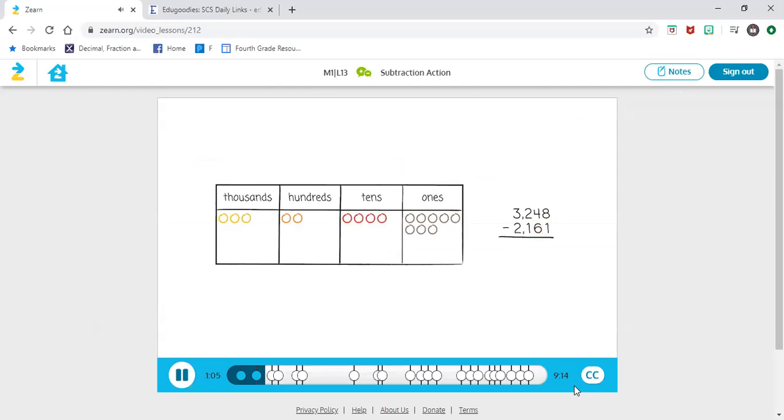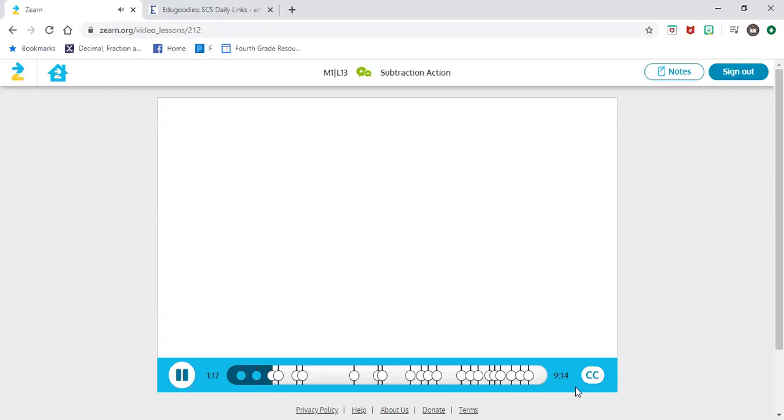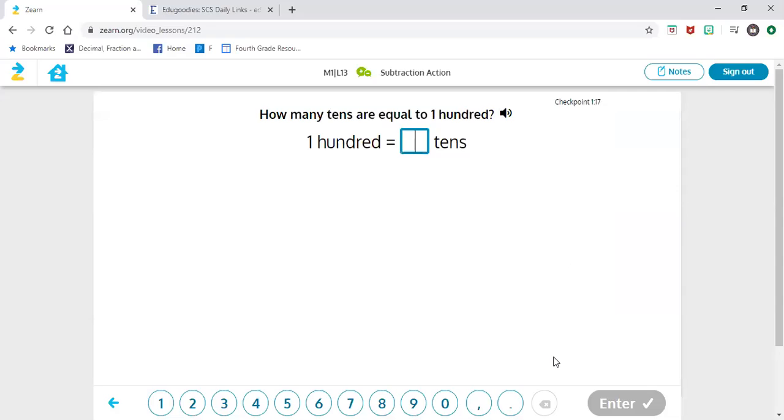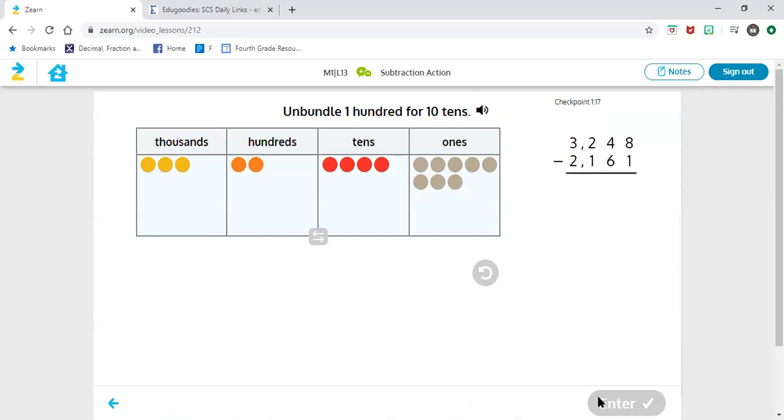That's right. We can unbundle 1 unit from the hundreds to make 10 tens, like this. Now we have 14 tens. You try. Okay, so in 100, we have 10 tens. So I'm going to take one of these hundreds and unbundle it, or decompose it. I'm going to decompose it, meaning break it apart into 10 tens.